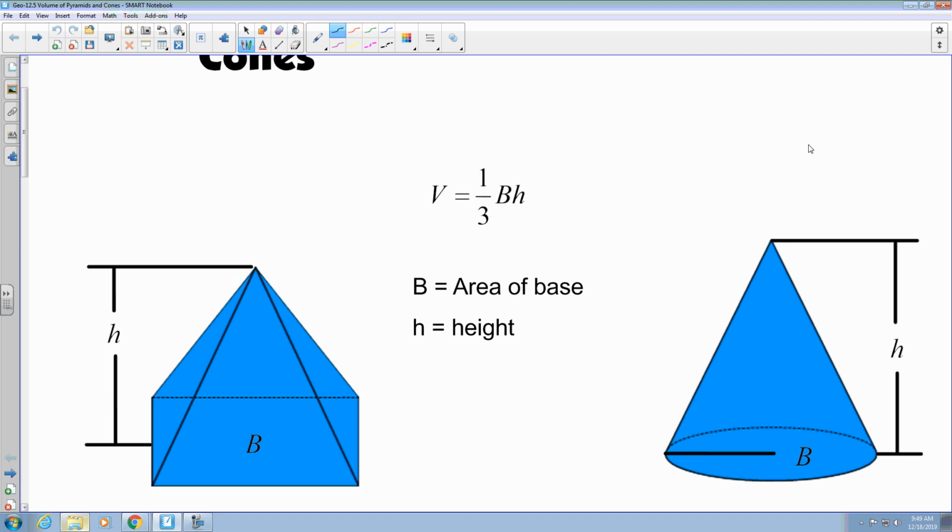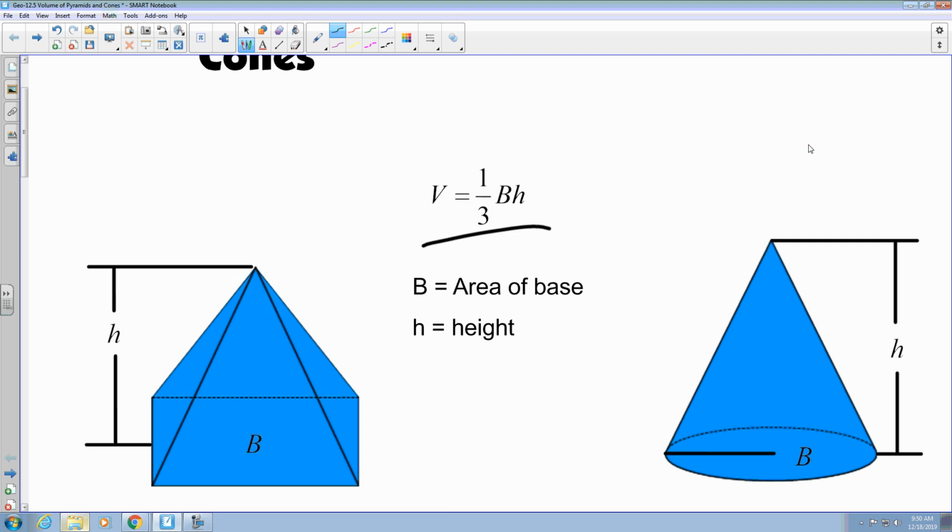What that basically does is if you were to look at a prism or a cylinder with the same base, it is a third of the volume of a pyramid and a cone. So that is why the volume of any pyramid or cone is a third times the area of the base times the height.